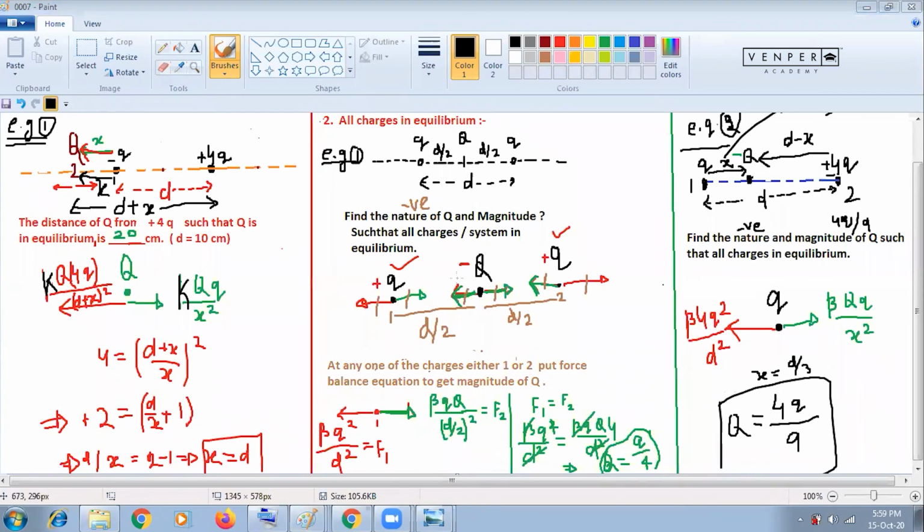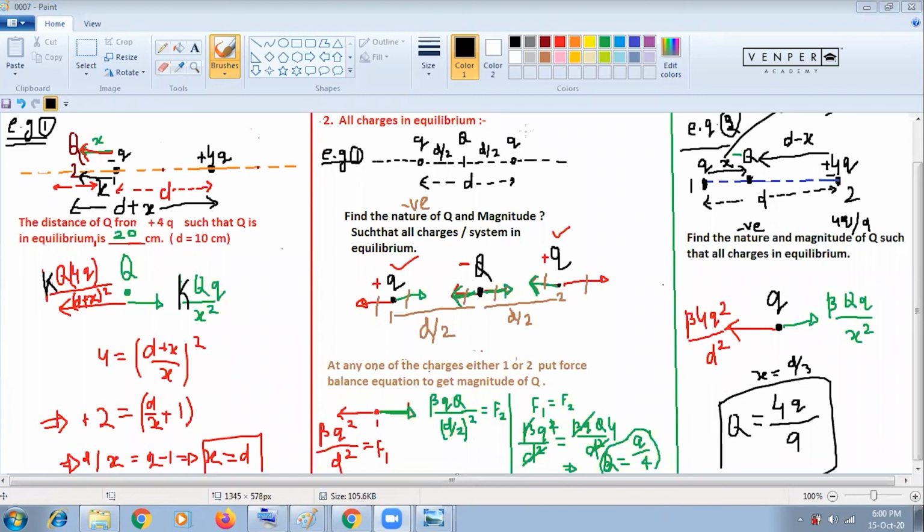So complete up to this, and we'll stop here. And in the next class we'll try to finish all these equilibrium problems, with SHM also. We'll take SHM, simple harmonic motion, and we will take the suspended charged particle. So many things we'll do.